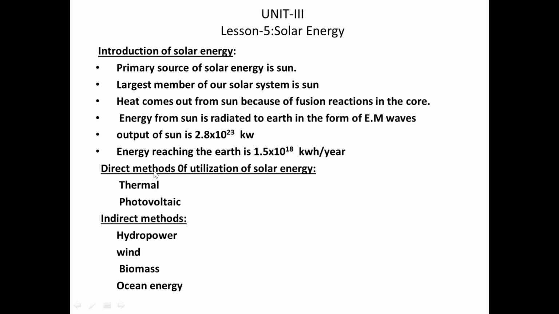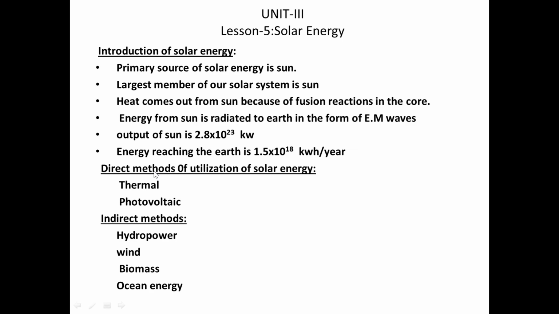The heat comes out from the core of the sun. Actually, the sun has three parts, namely corona, chromosphere, and photosphere. The central portion of the sun is called the core. The heat comes out from the core, where some reactions take place. Those reactions are called fusion reactions. The energy coming from the sun is radiated to the earth in the form of waves, called electromagnetic waves.